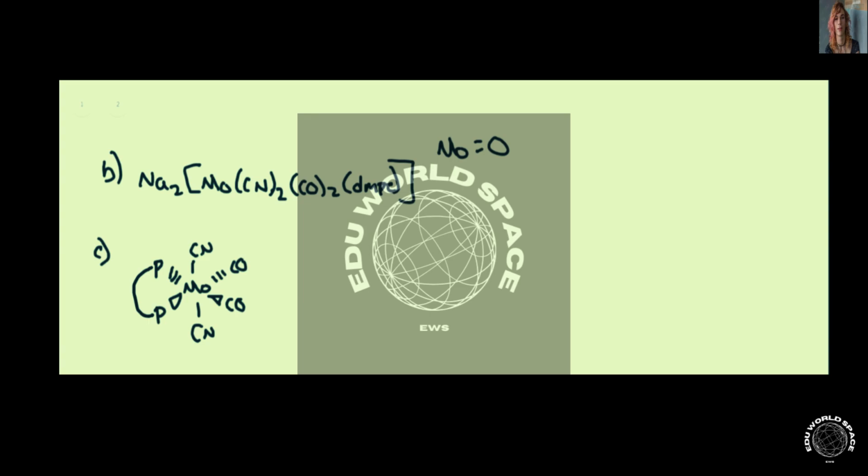Another isomer you could imagine is where the CNs are next to each other and the COs are across from each other, are trans. So we're going to have this Mo back and coming in front, where we leave the P's, the dmpe, the same. We have the CO, CO, CN, CN.